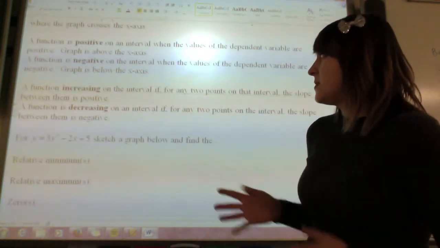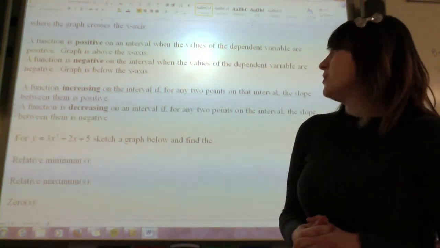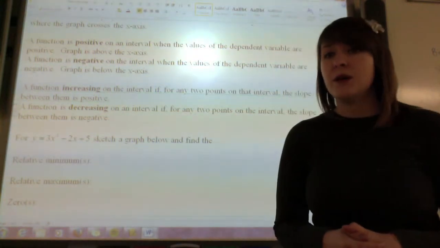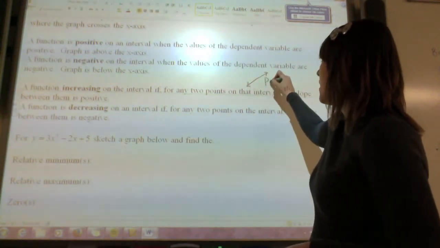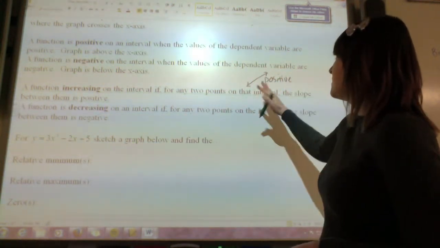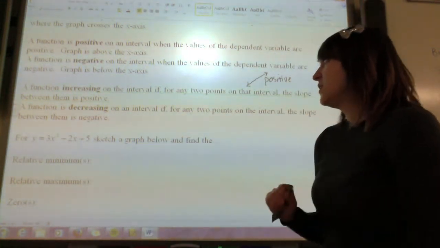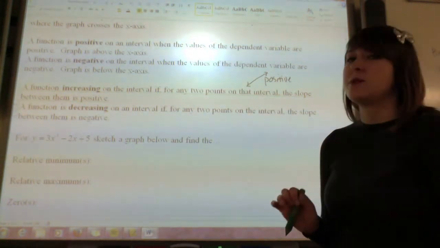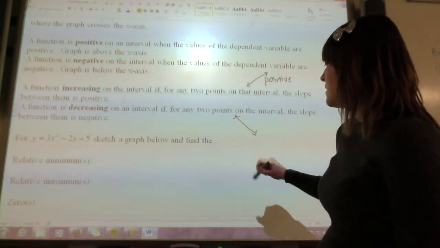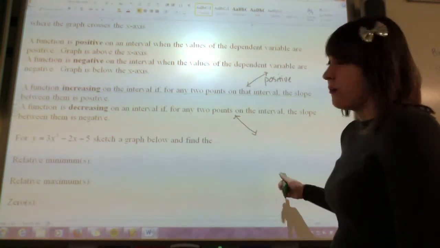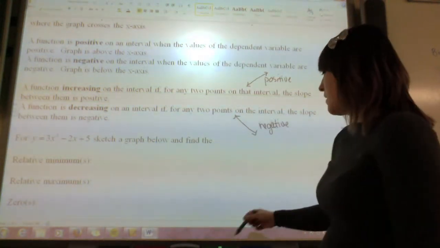And same thing with negative. Negative values are just when the graph is negative. So where on my graph do my y values become negative numbers? That's it. So again, you're just looking for places where the graph is below the x-axis. A function is considered to be increasing on an interval if for any 2 points on that interval, the slope between them is positive. So remember that when I'm talking about a positive slope, I'm talking about a slope like this. So as my x is increasing, my y is also increasing.